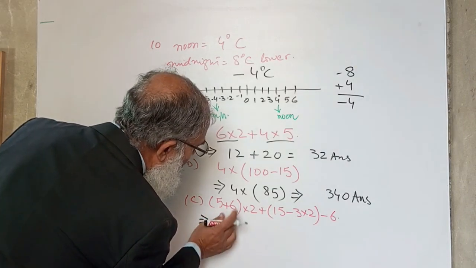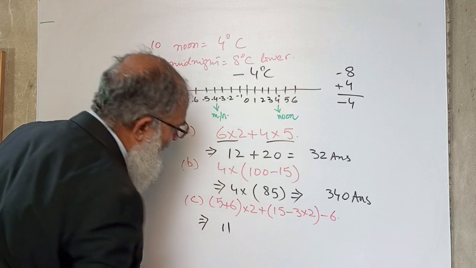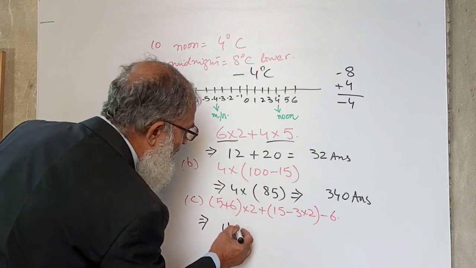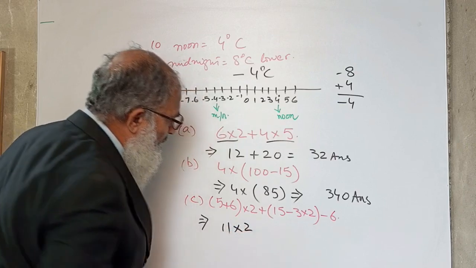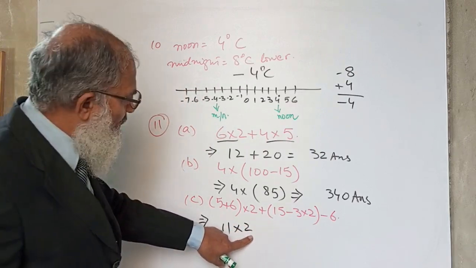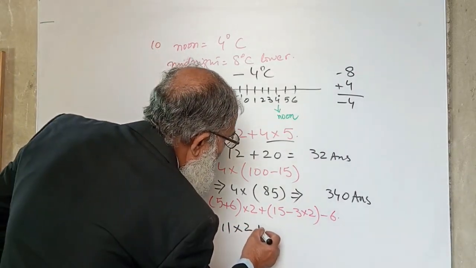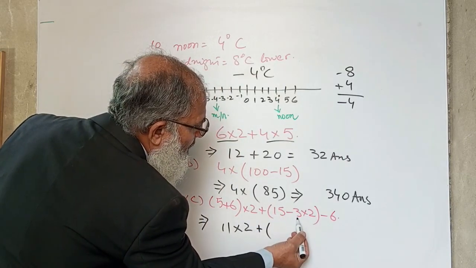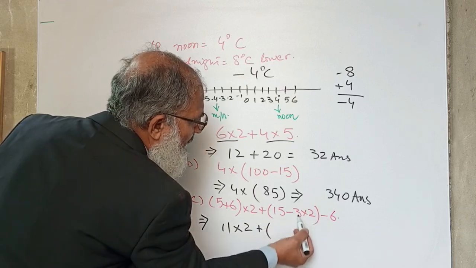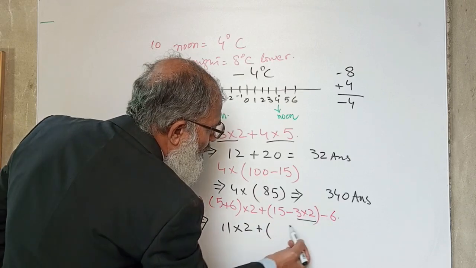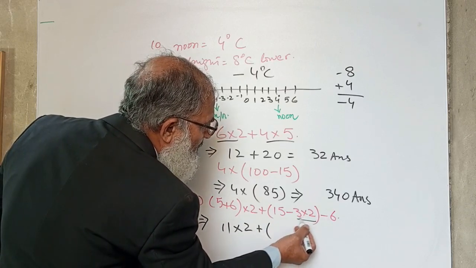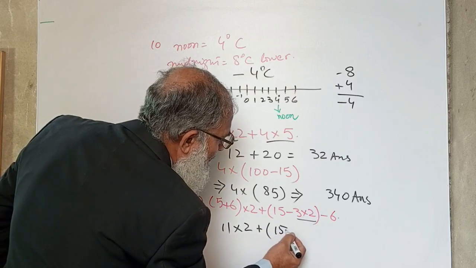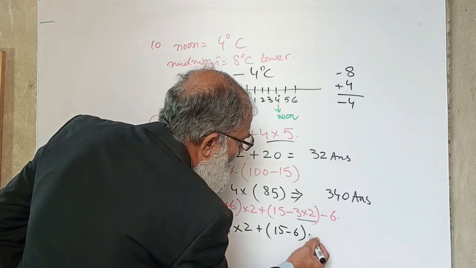So we'll do it. First, the bracket is 11. Now, when you solve the bracket, you need not write the bracket anymore. It will become 11 times 2 plus. Now we have to solve this. Within the bracket, we again have to follow the BODMAS rule. Now this will become 6, and minus 6.